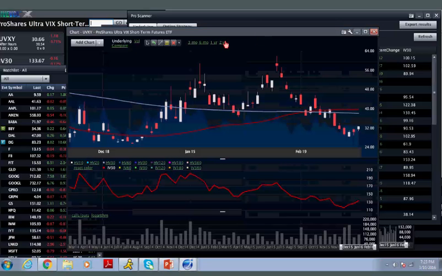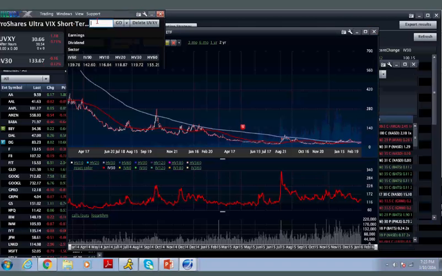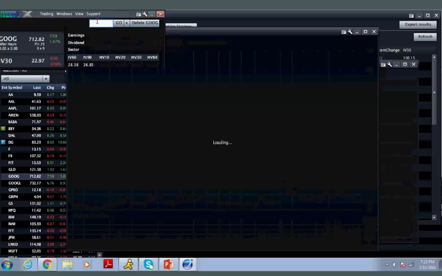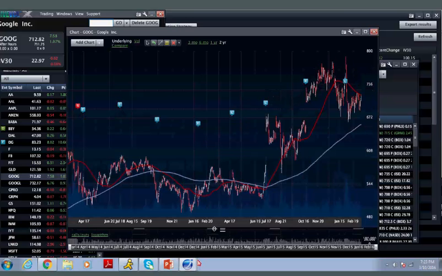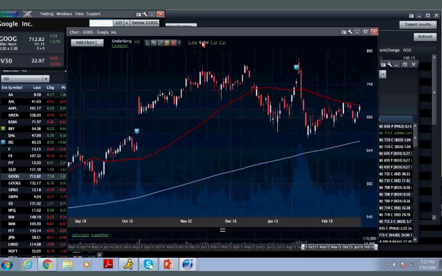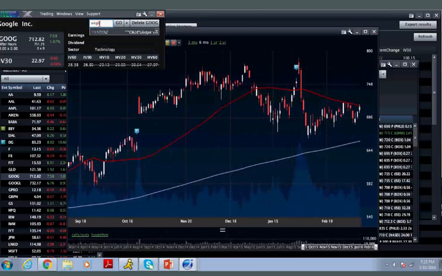So I'll just pull up a couple of years. We can pull up anything you want. We're not going to do UBXY. We're going to do Google. Now, take a look at that. You see a lot of mean reversion there in Google over the last 2 years? 1 year, 6 months. All right, now, there's actually a VIX of Google.